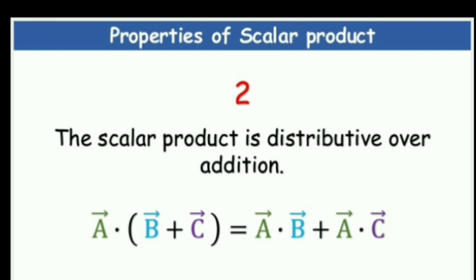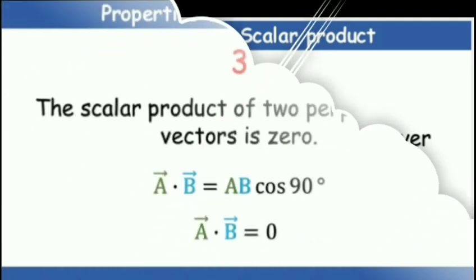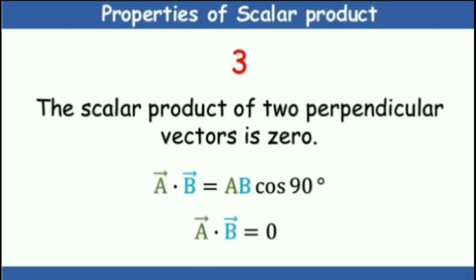Second property of scalar product. The scalar product is distributive over addition. A vector dot (B vector plus C vector) equals A vector dot B vector plus A vector dot C vector.